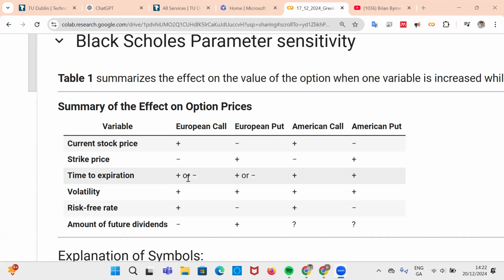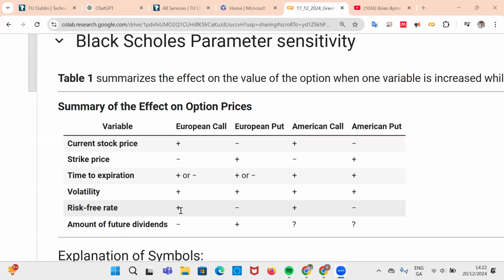In fact, there are situations where as the time to expiration increases, the value of the option drops down. Most of the time, as you increase the time to maturity or expiration, the value of the option goes up, but there are exceptions, so that's why it's indeterminate. And the volatility, in every case, when volatility increases, we observe an increase in the value of the option.